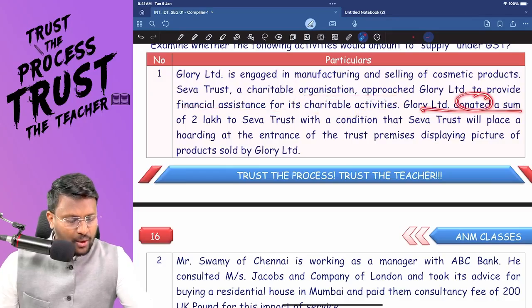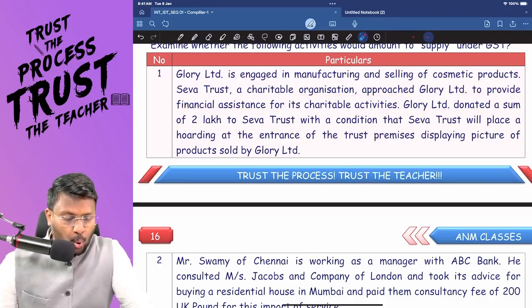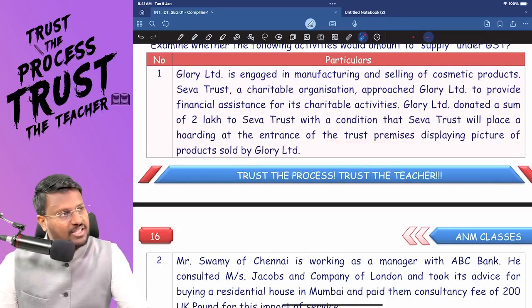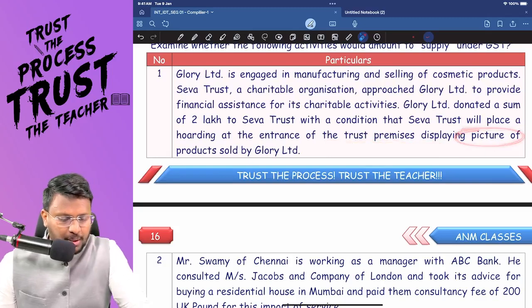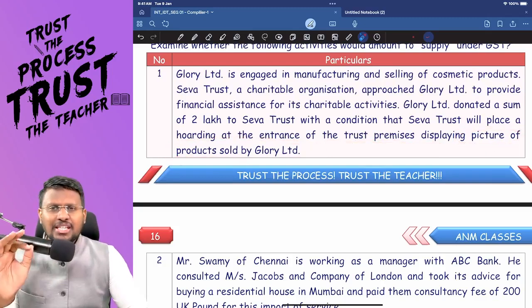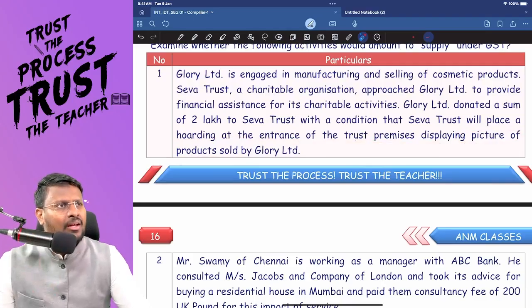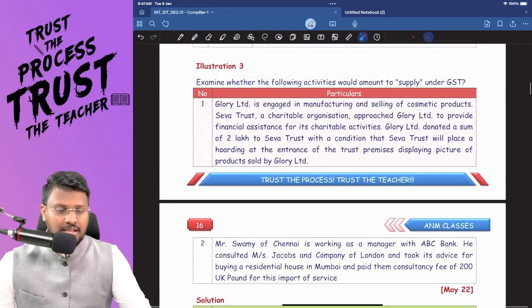Glory Limited donated a sum of 2 lakh to Seva Trust with a condition that Seva Trust will place a hoarding at the entrance of the trust premises displaying pictures of the products sold by Glory Limited. That means, you tell me, has the charitable trust provided any advertisement activity? Yes, sir. That means it will be treated as supply.